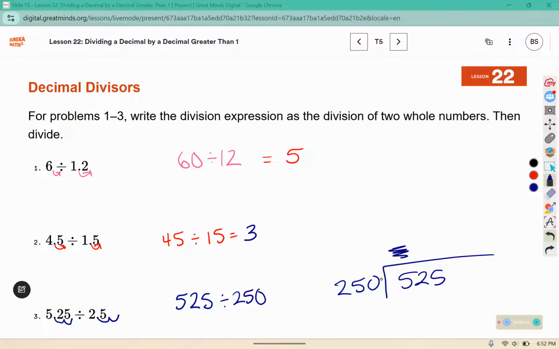250 doesn't fit into 5 or 52, but it fits into 525 twice. 2 sets of 250 is 500. When we subtract, we get 25. There's a decimal here, so we need a decimal here. Bring down that 0, and 250 fits into 250 exactly 1 time. So our answer should say 2.1.